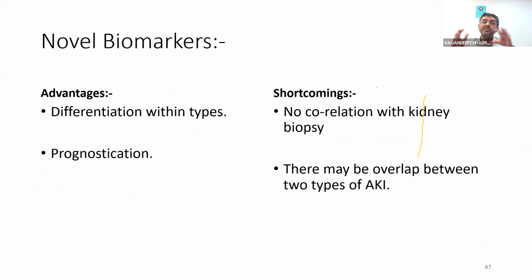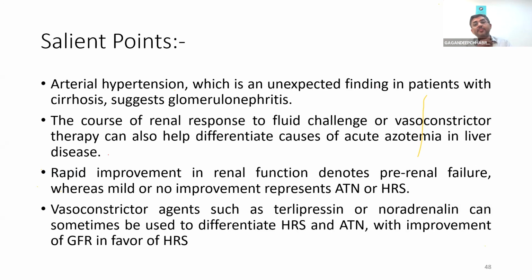Then there are the shortcomings because there is no correlation with the kidney biopsy that has been shown or done. Then there may be an overlap between two types of AKI. This is the most difficult part when the two AKI parts are going simultaneously. Something going on underlying already, a chronic kidney disease process sitting inside, overlapping, there's a HRS syndrome. It becomes more difficult to gauge the role of these markers in such a type of setup. And further studies are required before we can admit straight away that these markers give exact idea of what is happening inside the kidney at the time of liver disease. So what are the salient points?